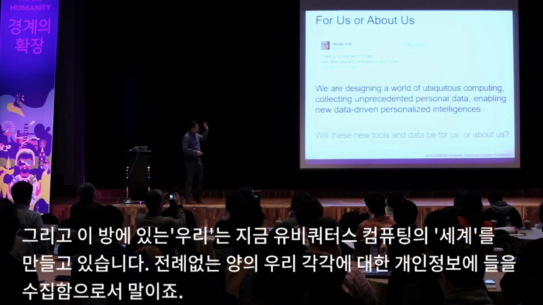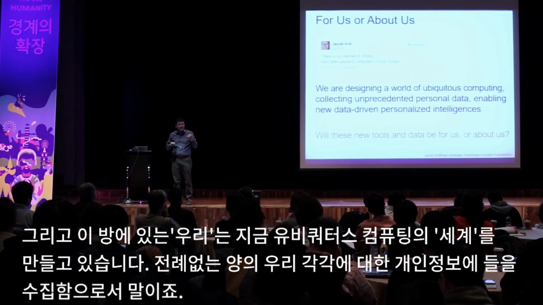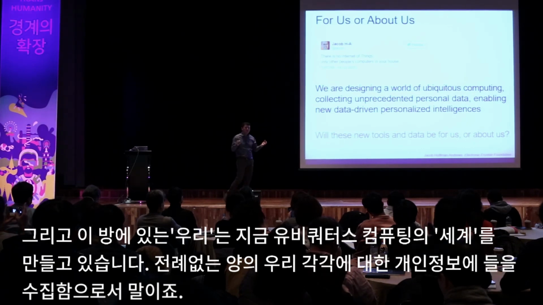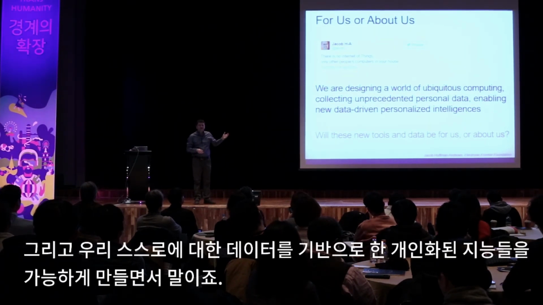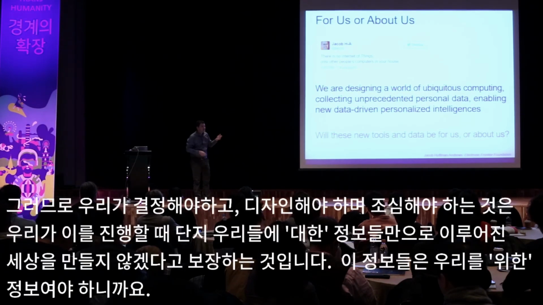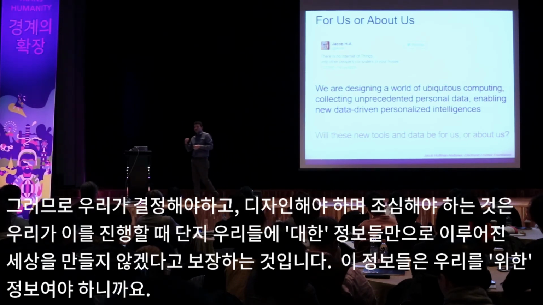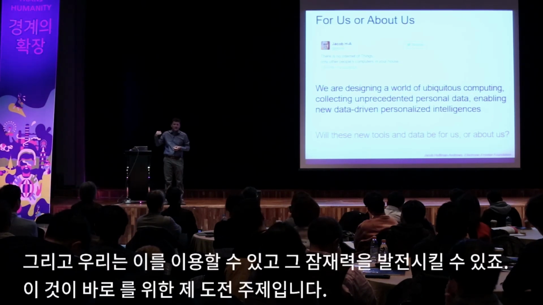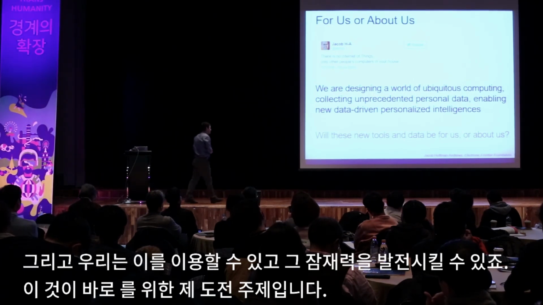And we're creating this world right now, the people in this room, and in rooms like this one, are designing a world of ubiquitous computing, of really unprecedented volumes of personal data about each and every one of us, and this new kind of personalized intelligence that will be based on that data for each of us. What we have to decide and design for and be careful about is that as we do this, we ensure that the world is not just data about us, but that it is actually data for us, and that we can use it and pursue that potential. So that's my challenge for going forward.